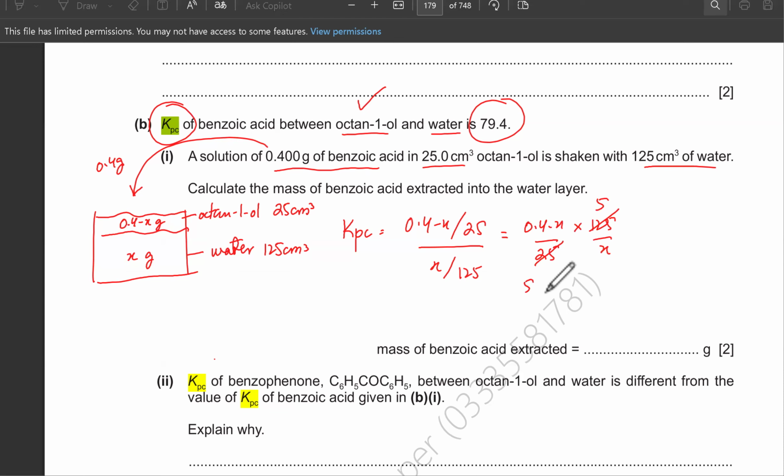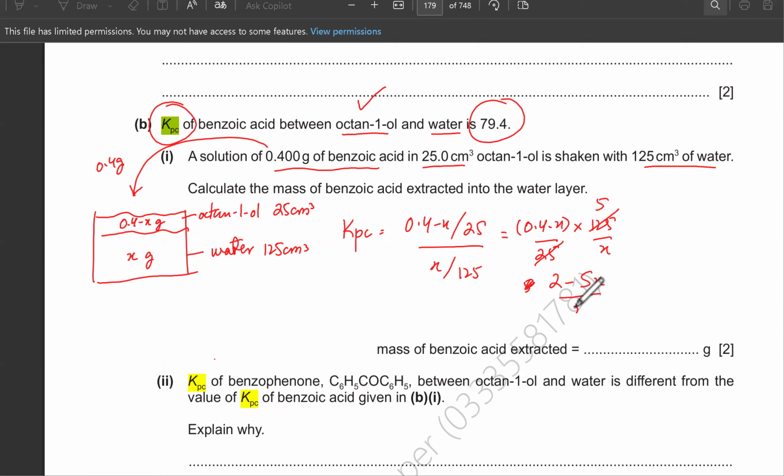Let me try and solve this. 5 into 0.4, 0.4 minus X into 5. What's 5 into 0.4? I think it is 2, right? Yes. 2 minus 5X, right?